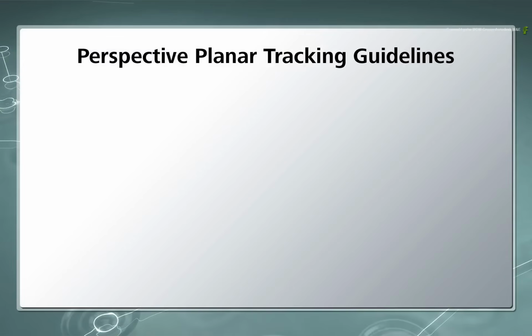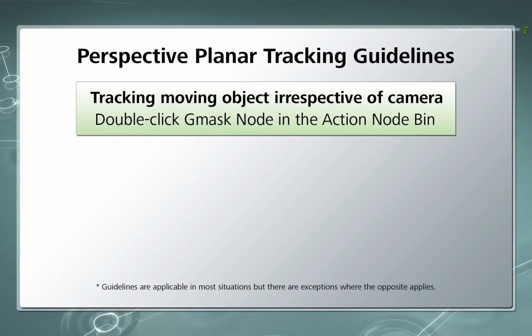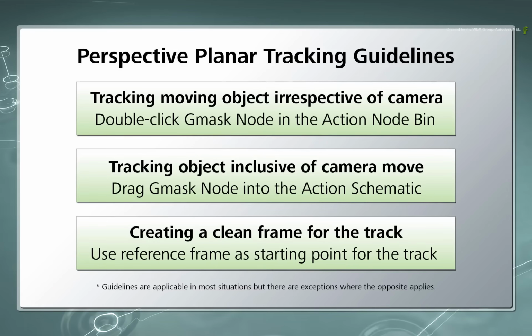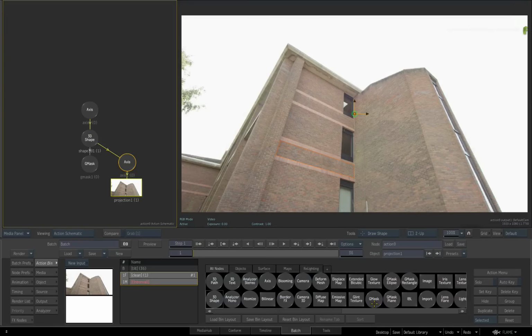So to sum up, generally speaking, if you are doing a perspective planar track on a moving object in the frame, then use the double-click method to add your Gmask and axis. But if you are doing a perspective planar track on a camera move with static contents, then use the drag to schematic method. And finally, to avoid any other offsetting issues, make sure you track from the reference frame you fixed to ensure the frames line up. This frame can be at the beginning, middle, or end of your shot. Try out the different methods to get the hang of it.